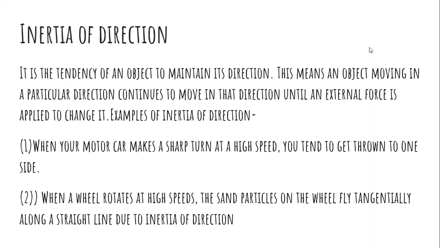Now, the third inertia is inertia of direction, which is basically the tendency of an object to maintain its direction. The first example: when your car takes a sharp turn at a high speed, you tend to get thrown to one side. This is because of inertia of direction. If your car takes a left turn, you will be thrown to the right side. And the second example is when a wheel rotates at high speed, sand particles fly off the wheel tangentially along a straight line due to inertia of direction.